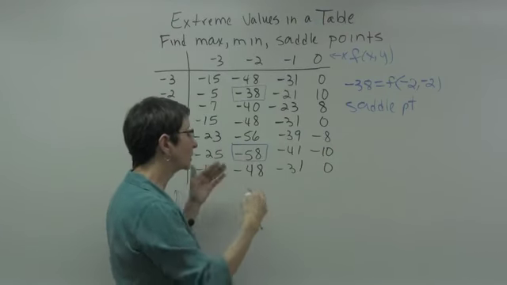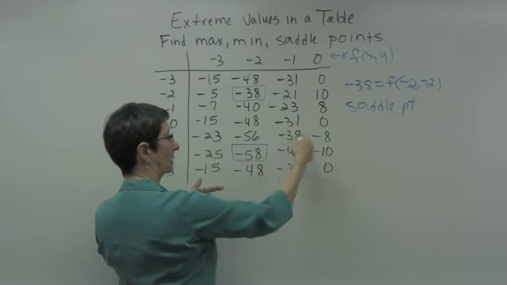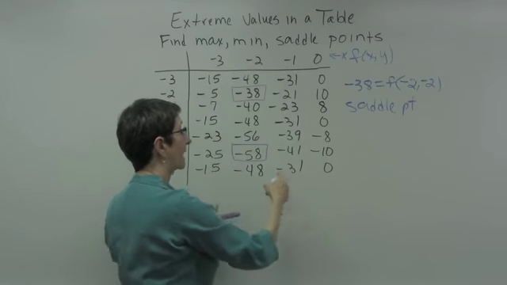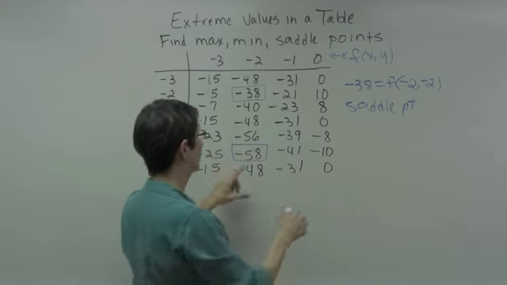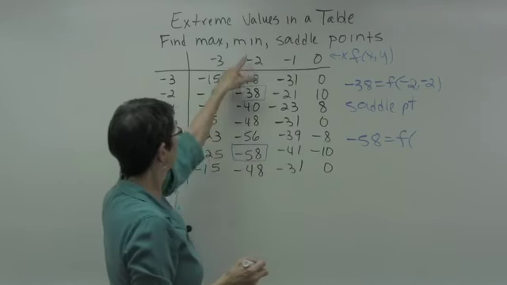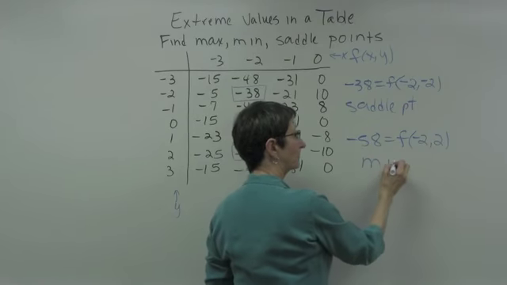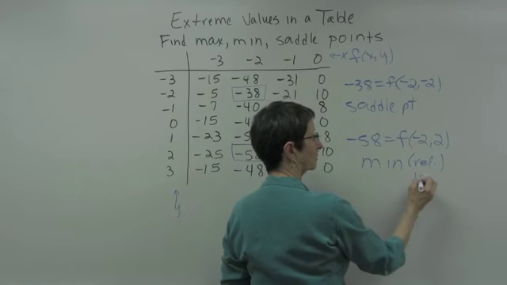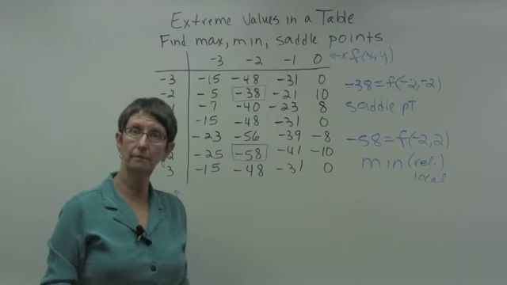So we're mostly looking horizontally and vertically, but what happens if I go on an angle? Negative 39 down and then back up, negative 23 down and then back up. So for this one, it does go down from all the directions I can see here. So negative 58, which is the function value when x is negative 2 and y is positive 2, looks like a minimum. We'll say local or relative minimum as far as what the data table is looking like.